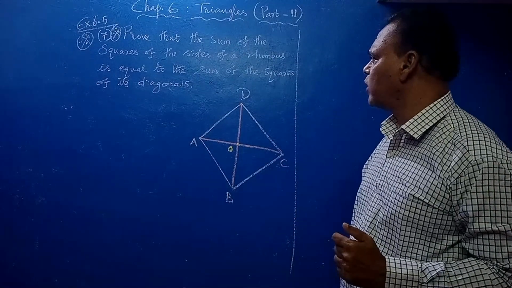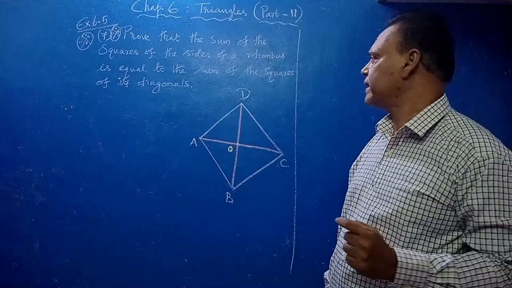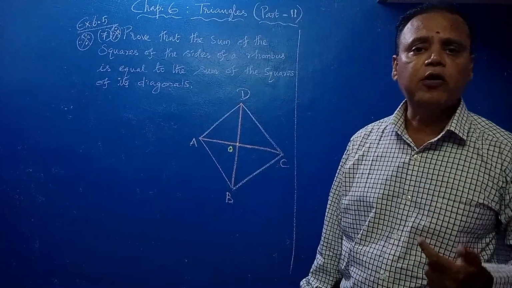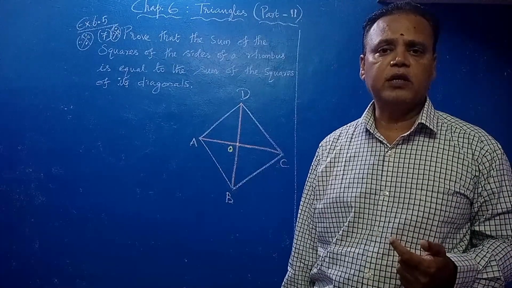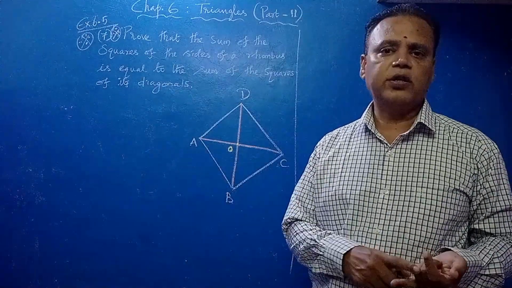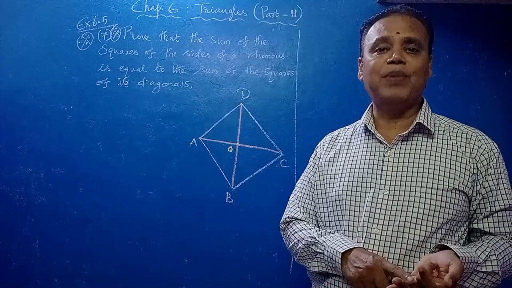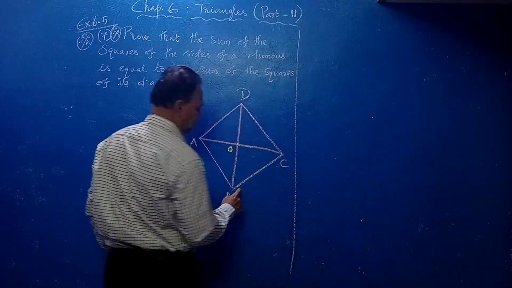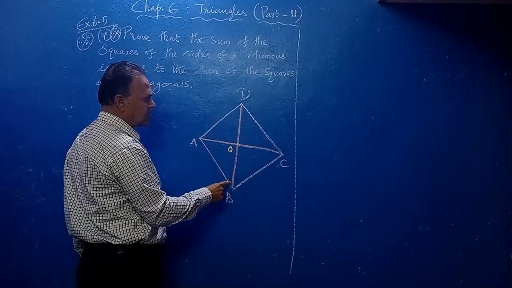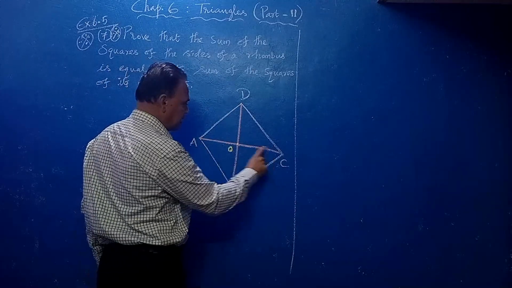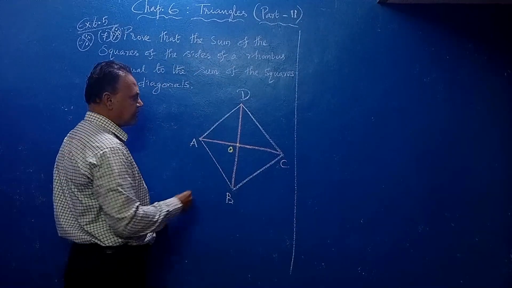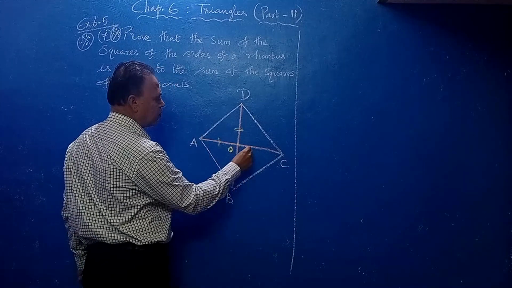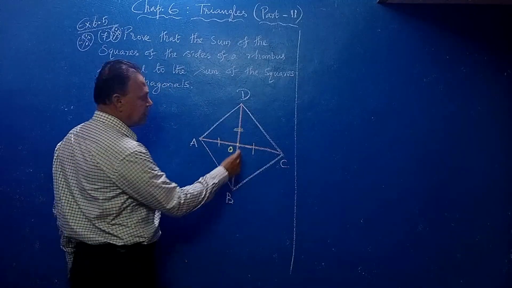Prove that the sum of the squares of the sides of a rhombus is equal to the sum of the squares of its diagonals. So here you have to recall the properties of a rhombus. What are the properties of a rhombus? All the sides are equal and the diagonals bisect each other at 90 degrees. Bisect means correctly divide into two equal parts.